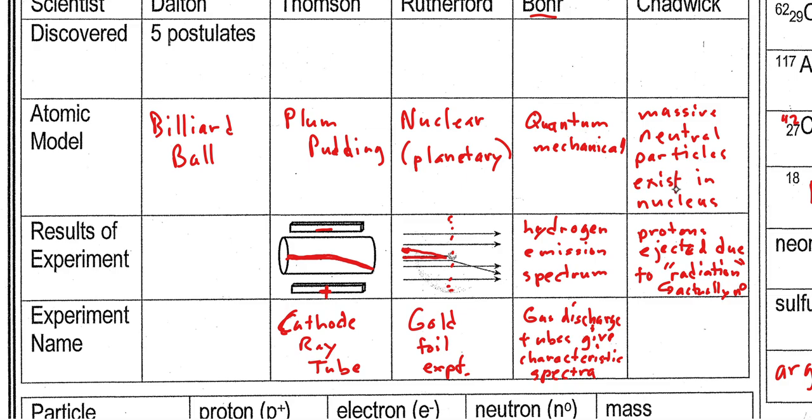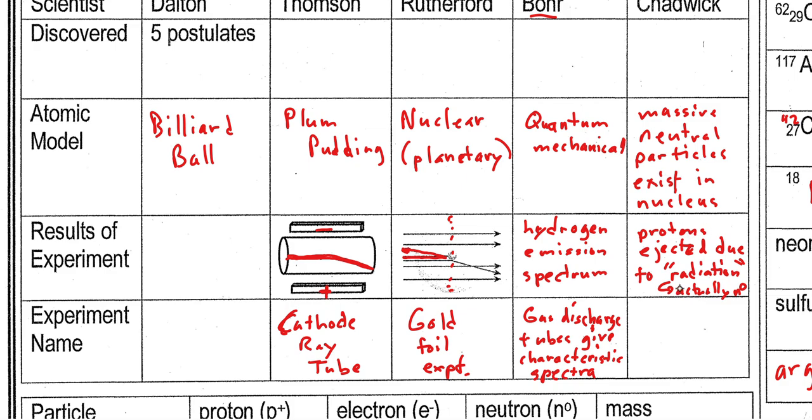Chadwick, we didn't have to talk about, but he figured out that massive neutral particles exist in the nucleus. Prior to him, looking at Rutherford's experiment, they didn't realize that there was something besides the positive stuff in the nucleus. There was something else. It was neutral. They were subjecting something, like a wax, to something that they thought was just a radiation, like a wave, but it was knocking protons out.